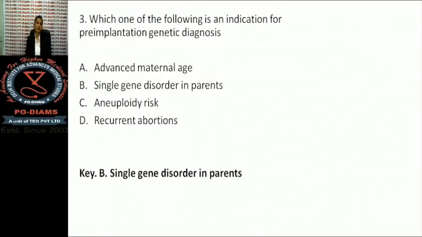So your answer here, which of the following is an indication of PGD? Advanced age is an indication of pre-implantation genetic screening. Single gene disorder is your answer because aneuploidy risk again is an indication for screening and recurrent abortions for screening. I hope that makes the answer clear.